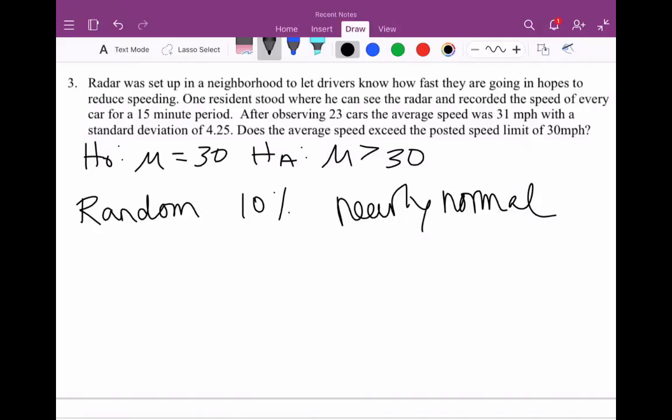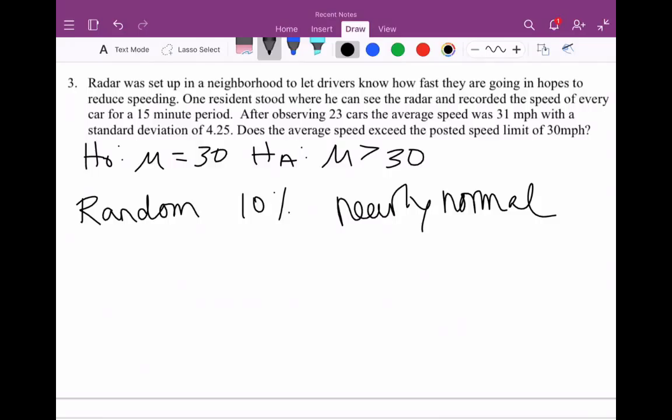And it seems like that would be pretty standard, that you're going to have fewer people going below the speed limit, the majority of people going right around the speed limit, and then a few people speeding. That seems reasonable, that it would follow the bell-shaped curve. So the nearly normal condition would be met, but you would actually have to write each one of these out.